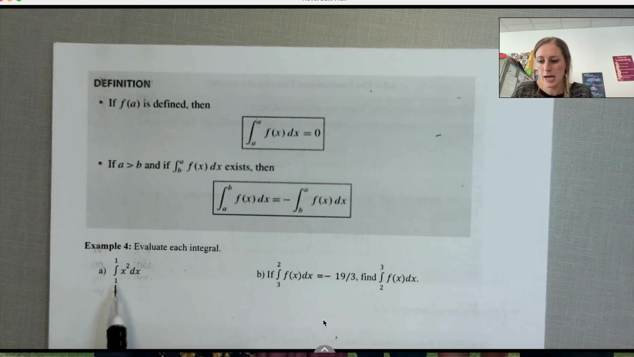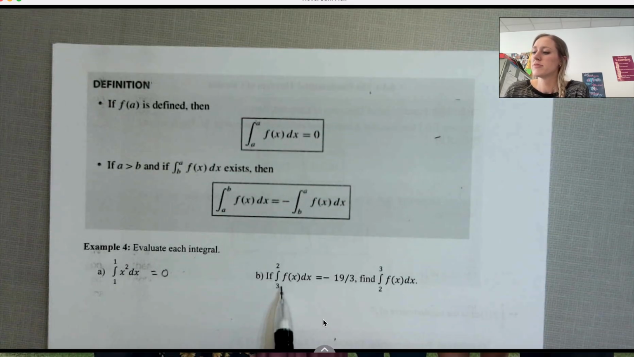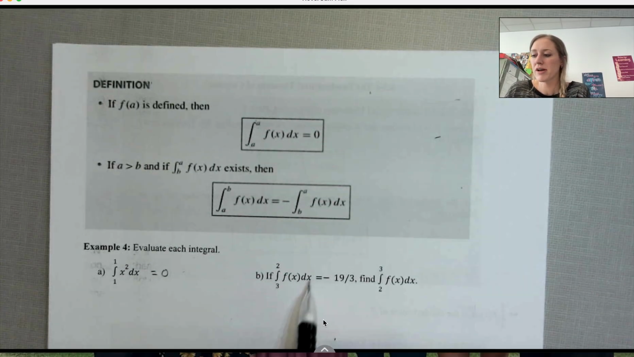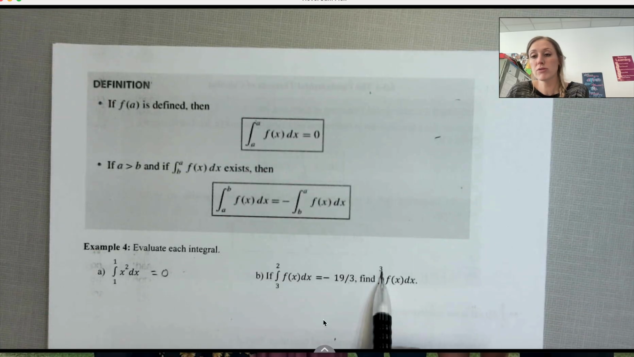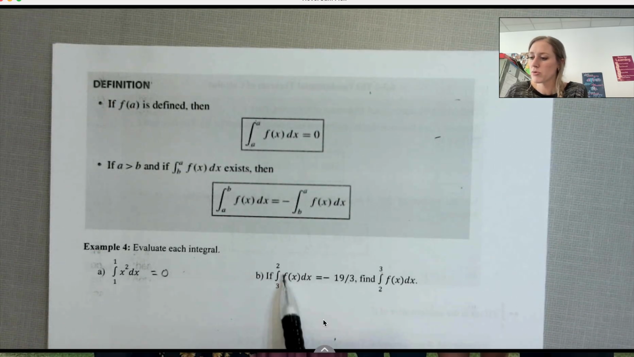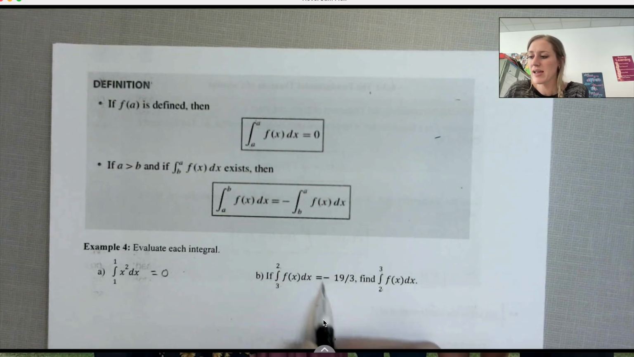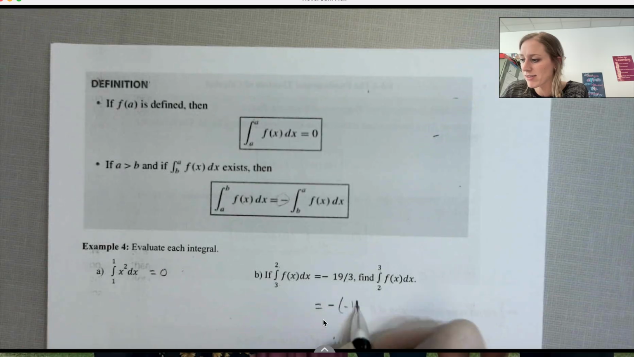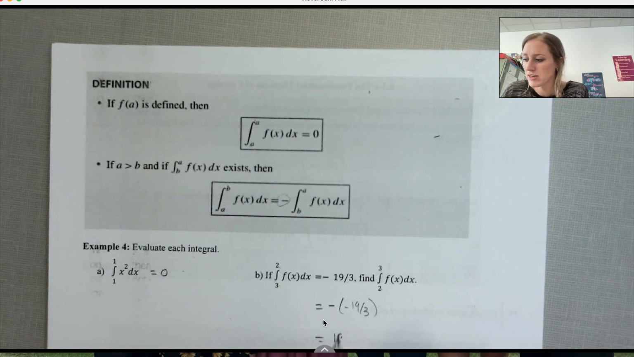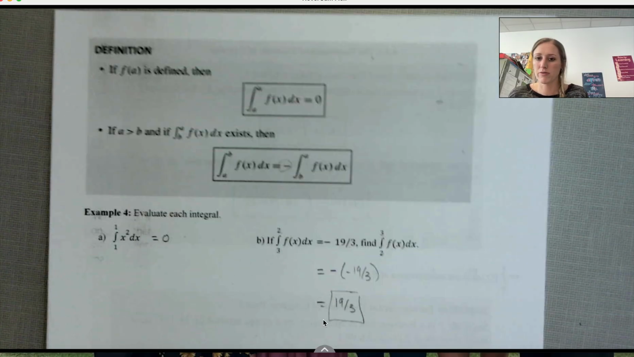So I notice right away on A, my upper and lower limit are the same. That automatically is going to equal 0. Okay? This one, I'm given that the integral of f of x dx equals negative 19/3. Now they want us to find the integral from 2 to 3 of that same function, same integrand. So notice it's almost identical, but my upper and lower limit have switched. So what that means is it's going to equal the same value, but it's going to change the sign. So it's really negative 19/3, which is positive 19/3. So if it's the same function, but I switch my upper and lower limit, my sign changes.